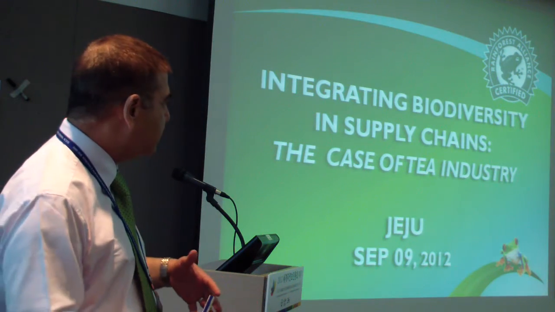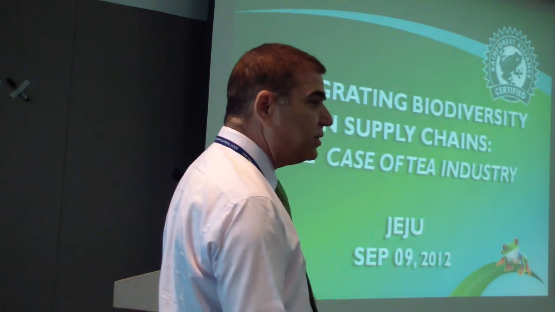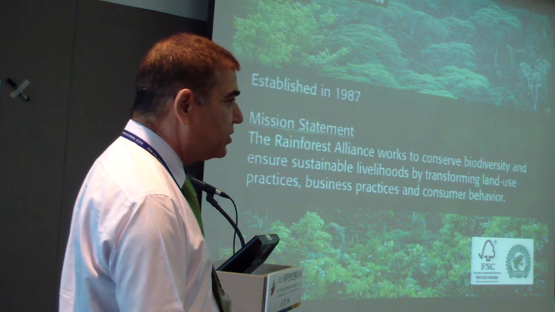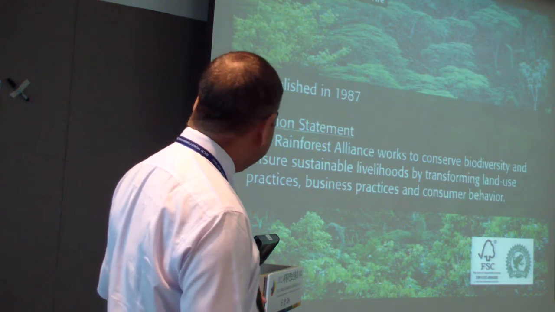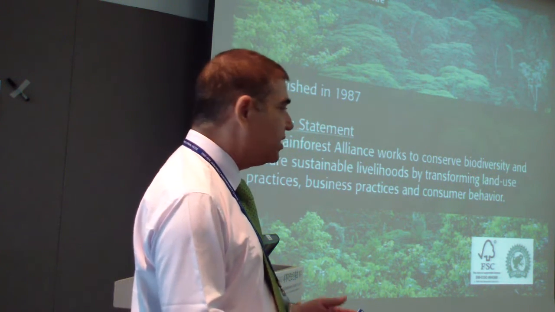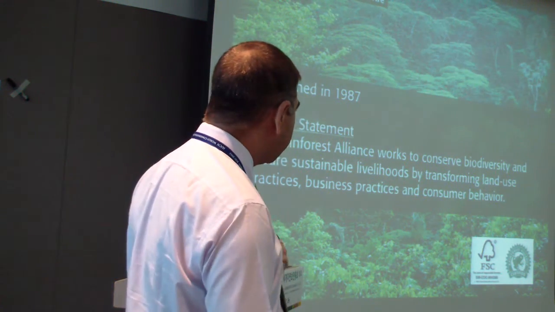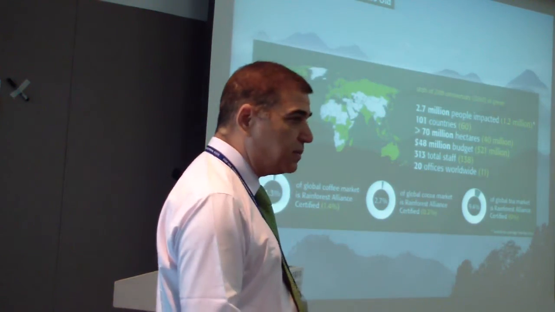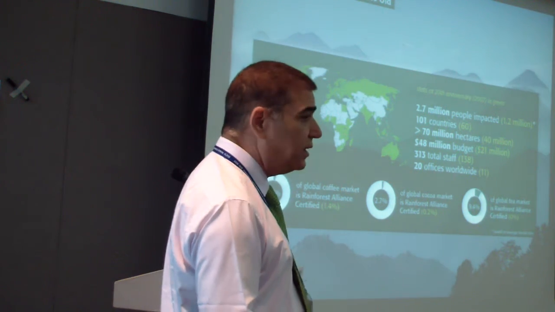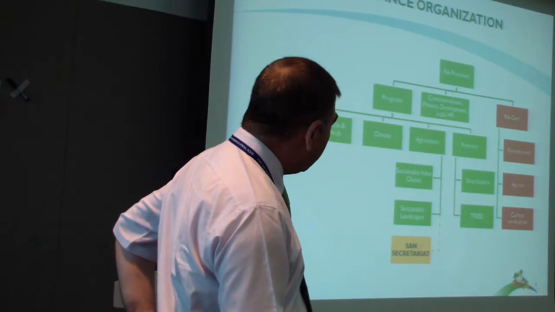I'm going to talk about Rainforest Alliance and the agricultural work, and within that, taking the example of the tea industry and how we have sought to mainstream biodiversity in that. Rainforest Alliance, established in 1987, seeks to conserve biodiversity and ensure sustainable livelihoods by transforming land use practices, business practices, and consumer behavior. In 25 years of our existence this year, we have come a long way.